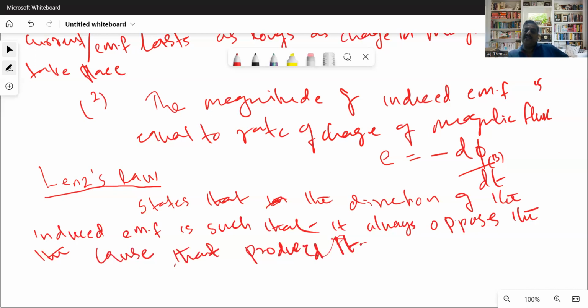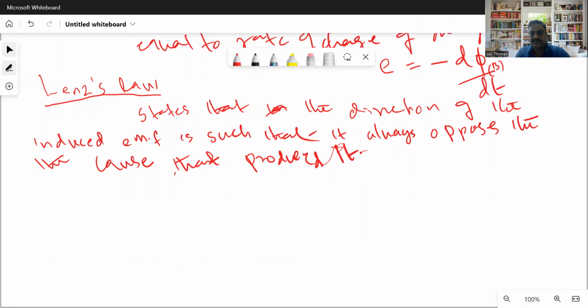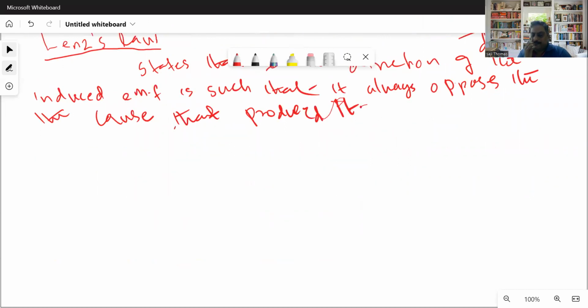So we can find out the direction of the induced EMF by applying Lenz's law, or another law, Fleming's right-hand rule. Either of these rules can be used to find out the direction of induced current. Okay. See, listen. See, this was the coil, right?